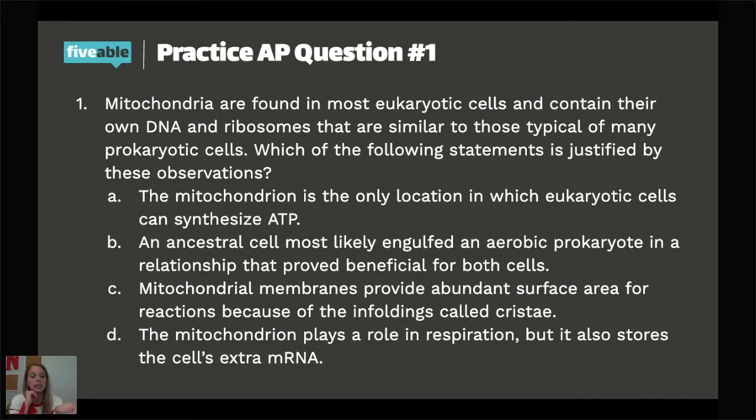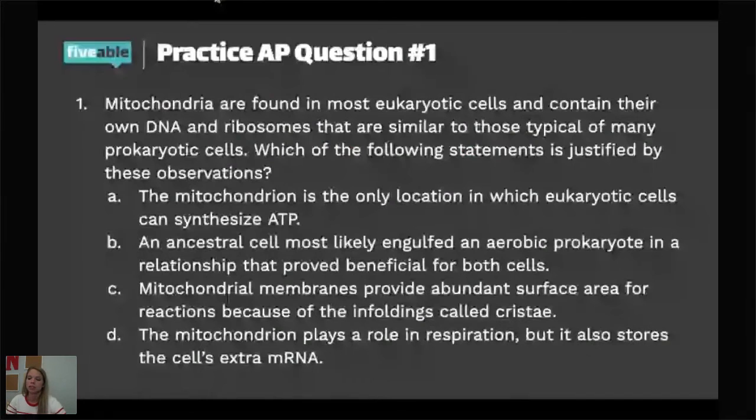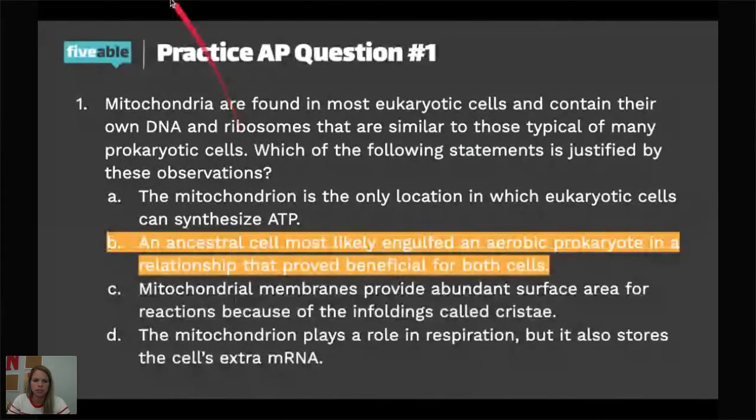But yes, the answer is B. They were engulfed. It is a mutualistic relationship. One other thing I want to point out, it says their DNA and ribosomes are similar to those typical of many prokaryotic cells. I forgot to mention this. So when I say typical of prokaryotes, that means it's going to have that circular DNA. There's no nucleus in the mitochondria or the chloroplast, and the ribosomes are prokaryotic.